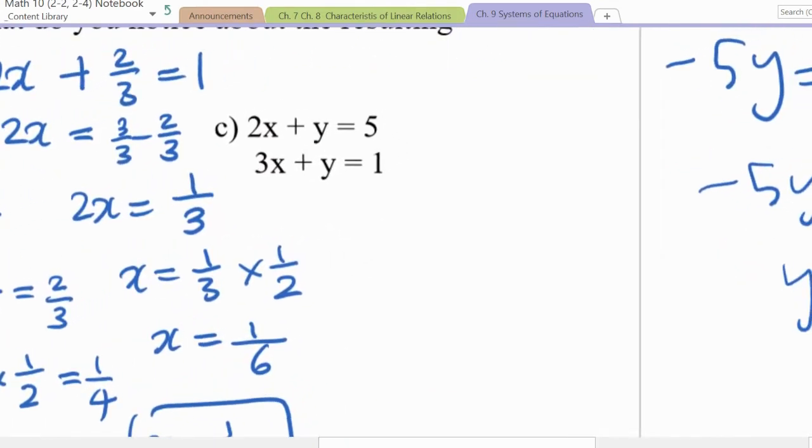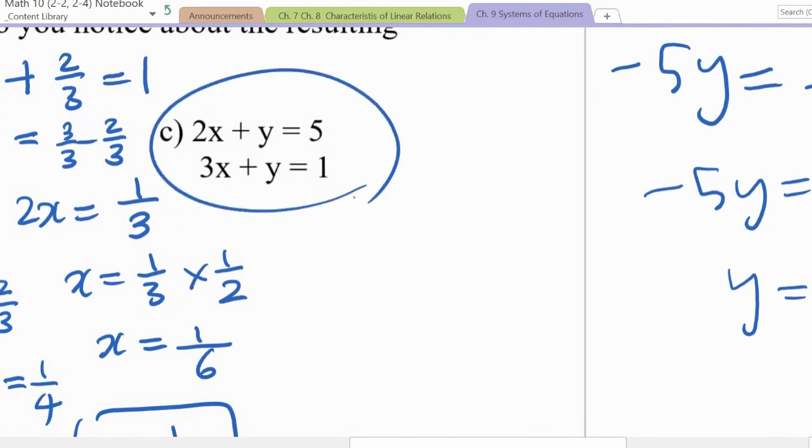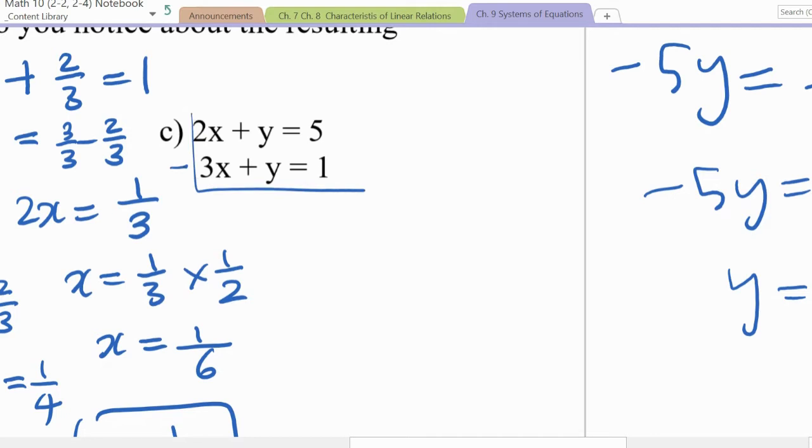So I want you to pause the video and try this one by yourself. Okay? So by subtracting the equation. Go ahead, everyone. Okay, if you tried it, I want you to look at how I solve this and check if you did it correctly or not. Okay, so again, we're subtracting.